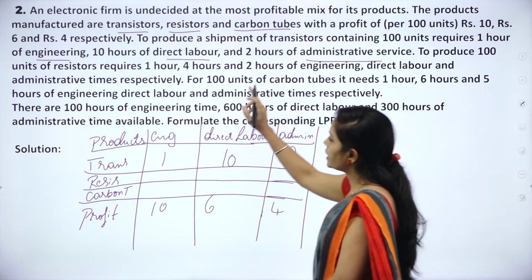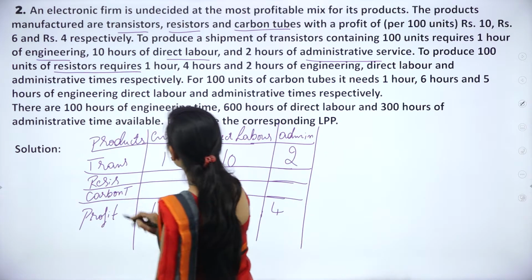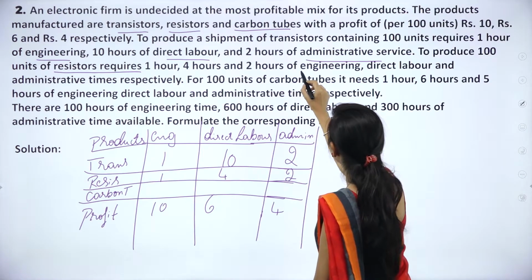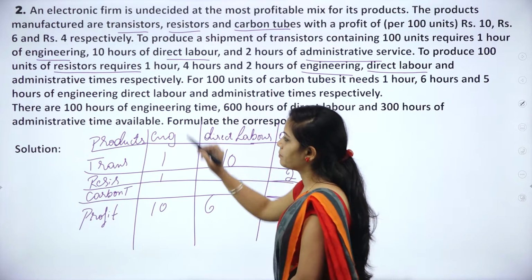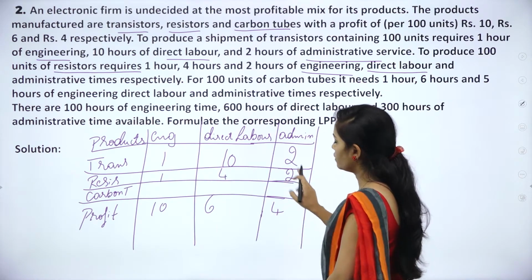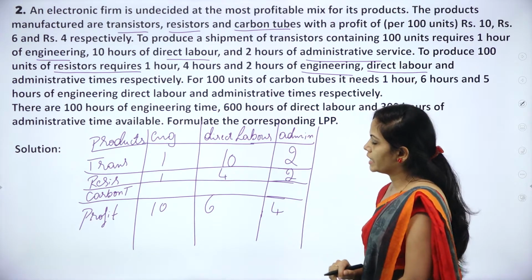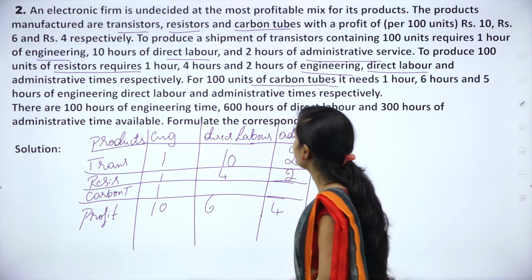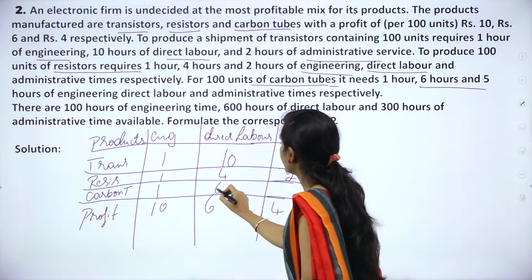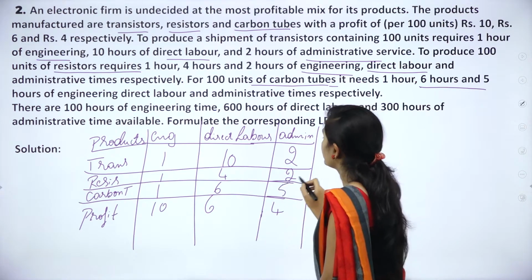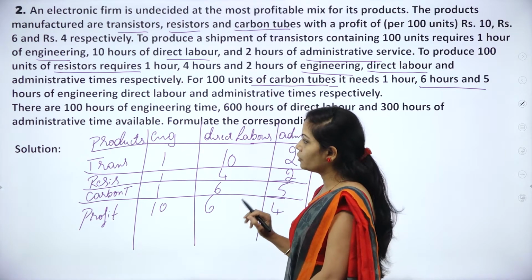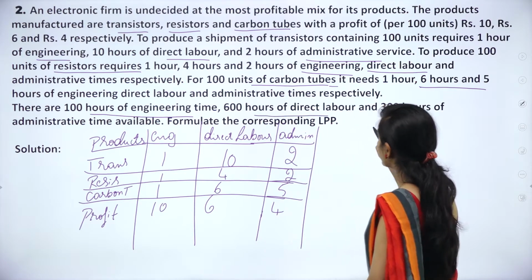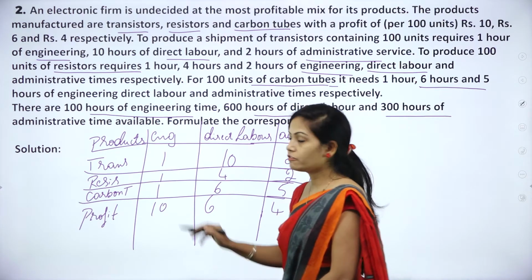To produce 100 units of resistors requires 1 hour, 4 hours and 2 hours for engineering, direct labor and administrative. For 100 units of carbon tubes, it needs 1 hour of engineering, 6 hours of direct labor and 5 hours of administrative. Also, there are 100 hours of engineering time, 600 hours of direct labor and 300 hours of administrative time available.